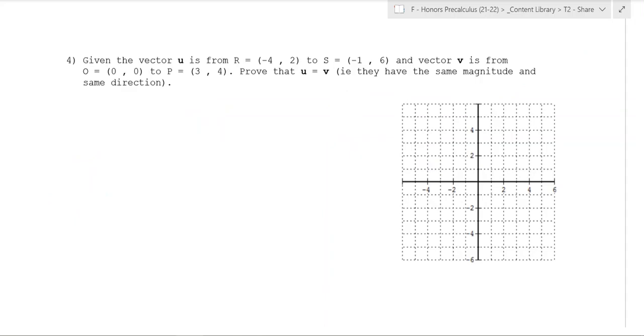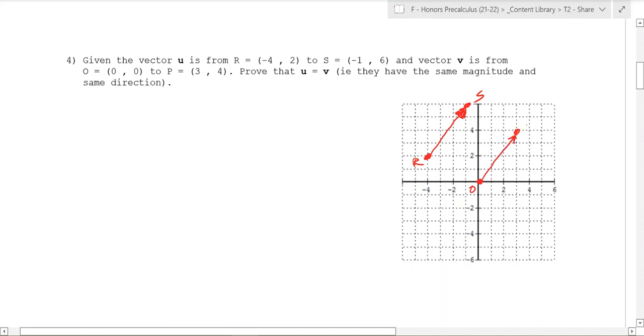So let's do a vector problem. Given the vector u is from r equals negative 4, 2, so negative 4, 2 is right there, to s, which is at negative 1, 6, which is right here. So it goes from r to s, a little arrow in that direction. You can make the heads a little bigger if you want to. And vector v is from 0, 0 to 3, 4. So 0, 0, point O, and P, which is 3, 4, right here. There are these two vectors.